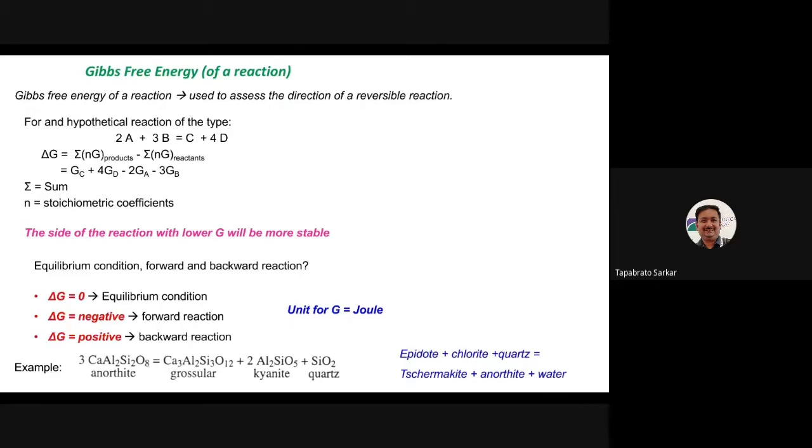If del G equals 0, then we are in the equilibrium condition. If del G is negative, which means product minus reactant is negative, which means that the G of the products is less than that of the reactants, we have a forward reaction, which means moving from left to right. If del G is positive, it means a backward reaction, which means that the G of the left hand side is less than that of the right hand side. So this also determines the direction of the reversible reaction, and we all know this.